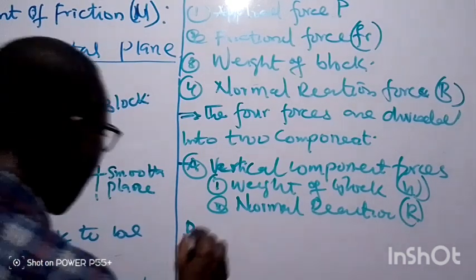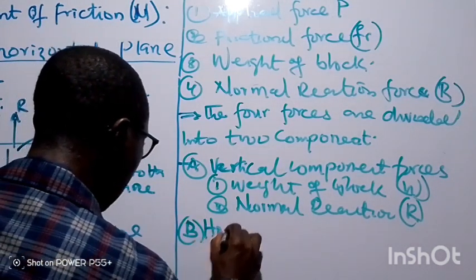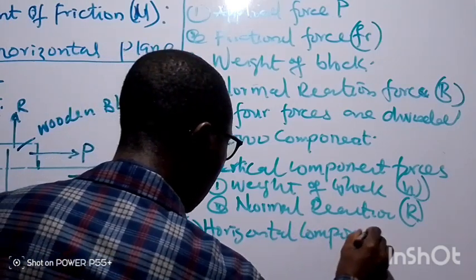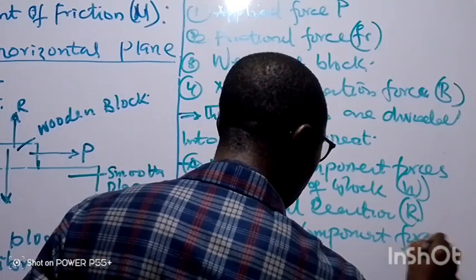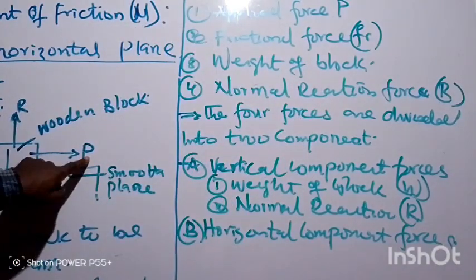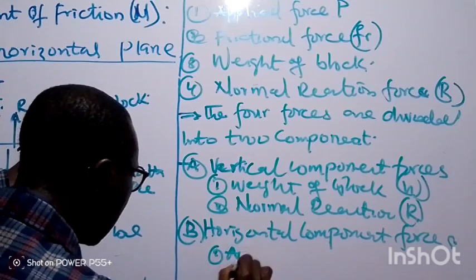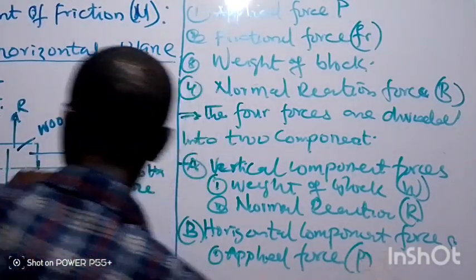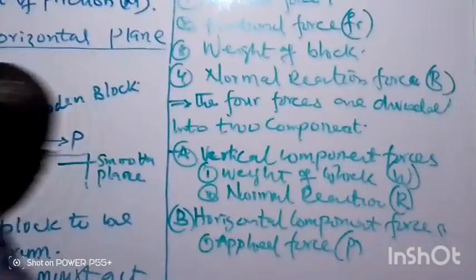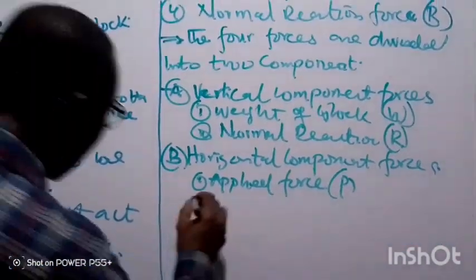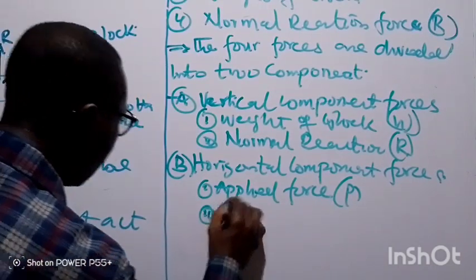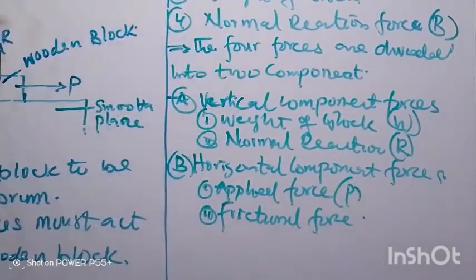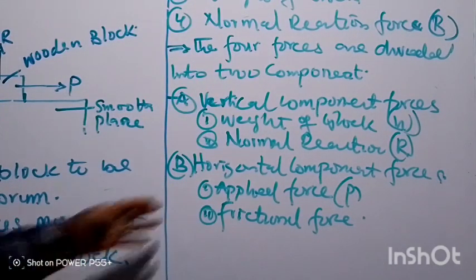Then the second one, which is B, is the horizontal component forces, which are 1, the applied force, P, and 2, the frictional force that will oppose the applied force. So these are the two components of the forces.